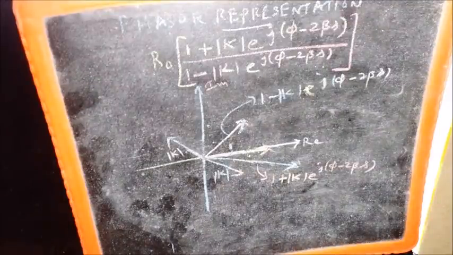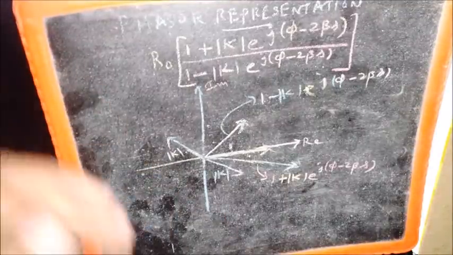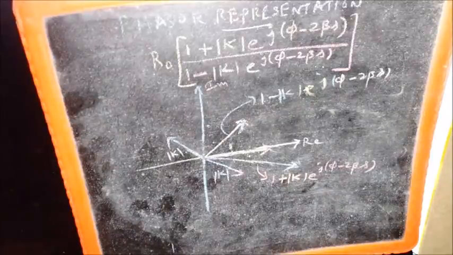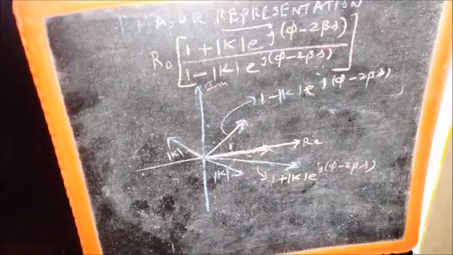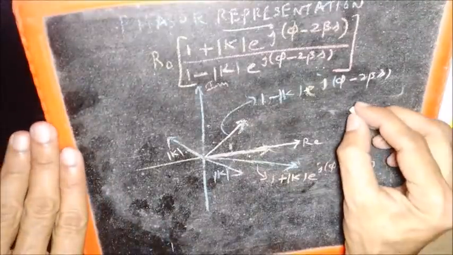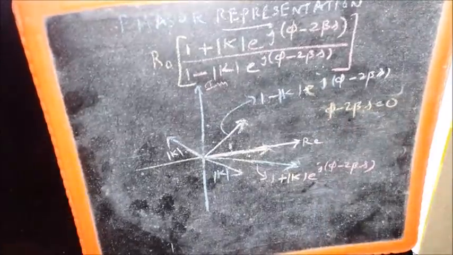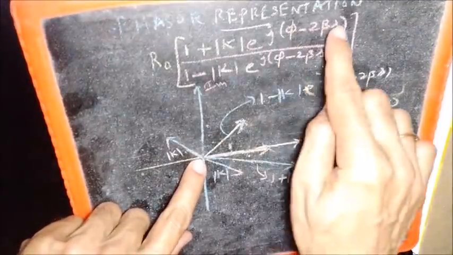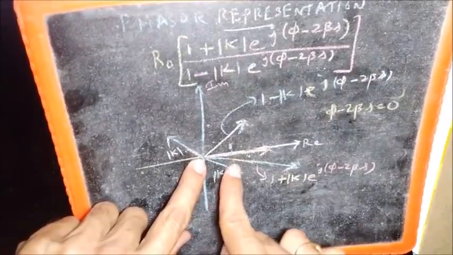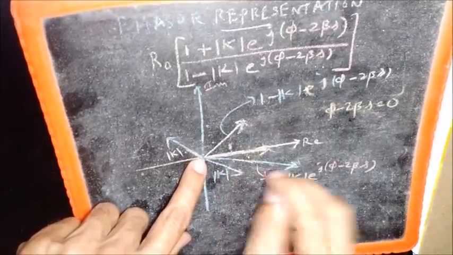Now, if S is such that, again we will discuss similar things as we discussed earlier in the previous lecture video, but we will try to interpret what happens to the phasors. If S is such that phi minus 2 beta s is 0, what happens is this, so here this becomes 0, so this angle will become 0. This angle was phi minus 2 beta s, so that angle becomes 0.